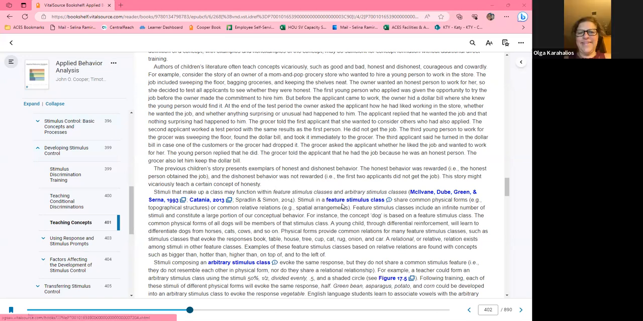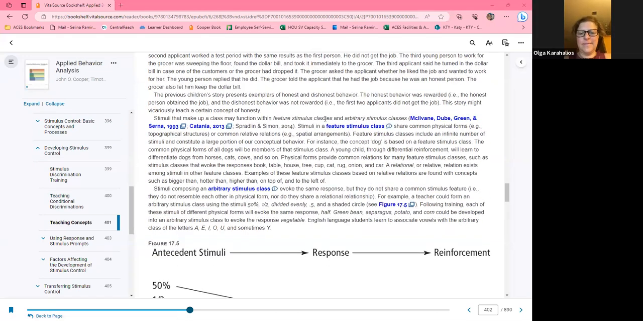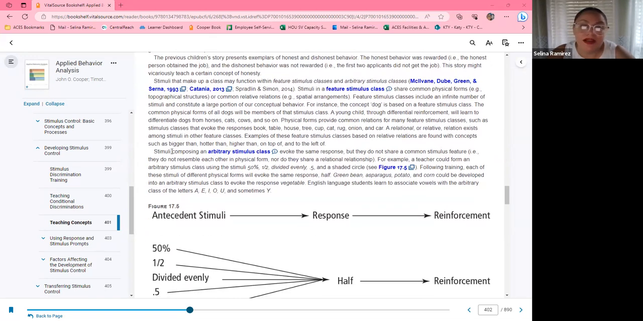Okay, so they share a common feature. That's basically, to sum it up, a feature stimulus class: they all share some type of common feature.